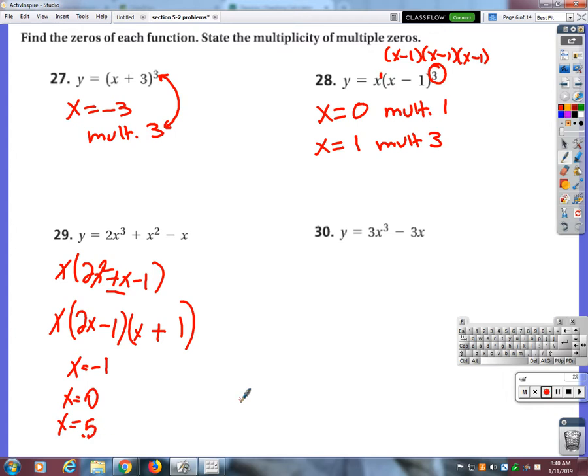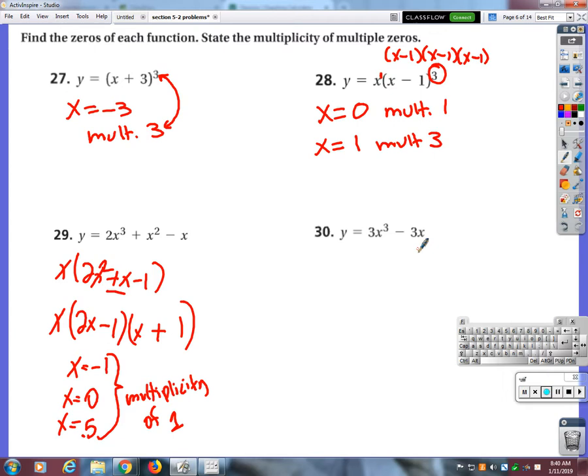Do any of these 3 factors have an exponent that is higher than 1? No, so that means all 3 of these will have a multiplicity of 1. Yeah, if it's a multiplicity of 1, you don't actually have to write it. You only really have to write that if it's a multiplicity more than 1.